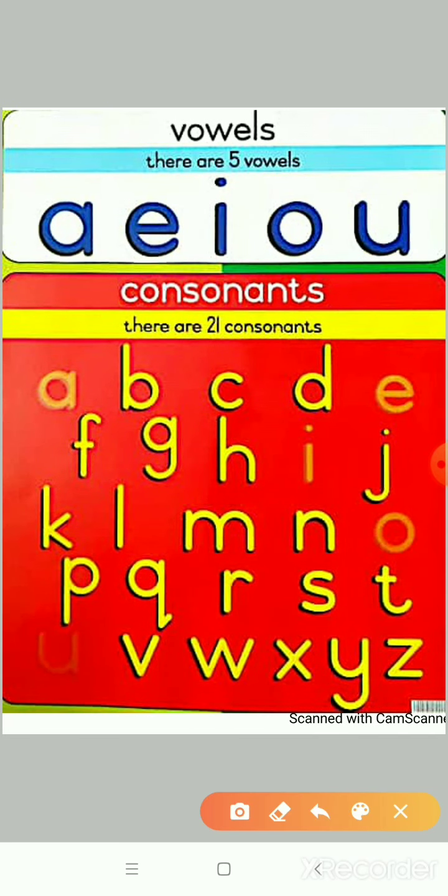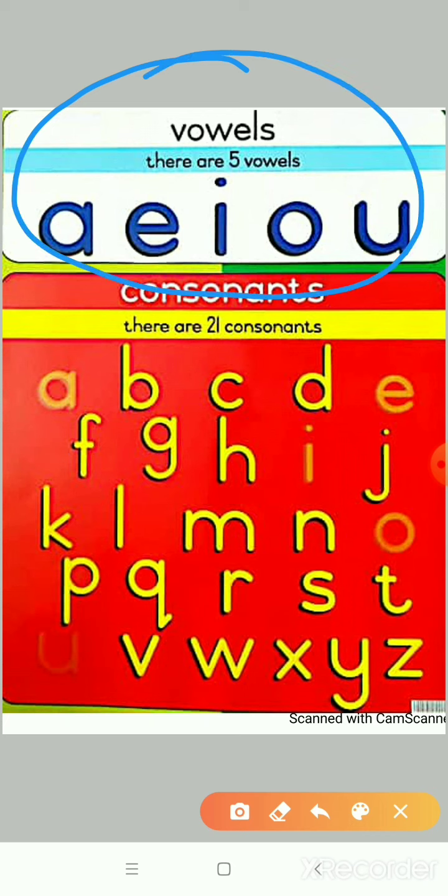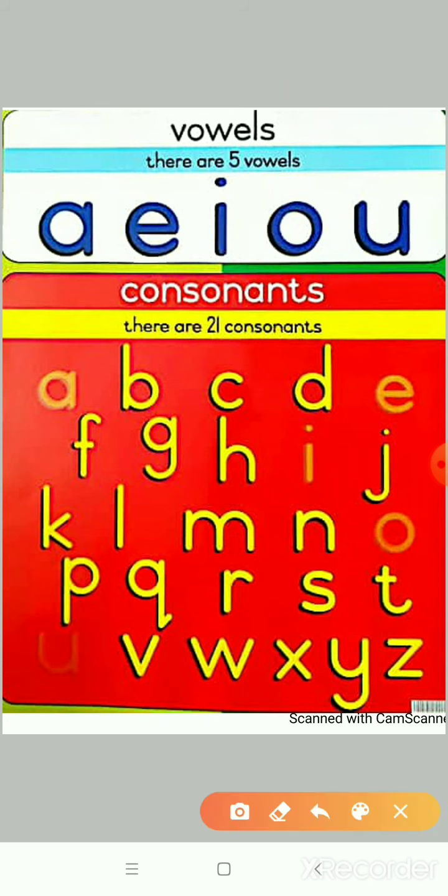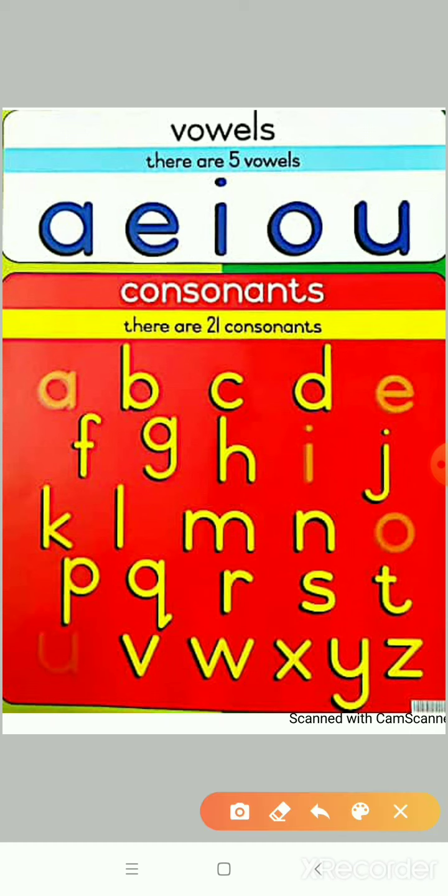Students, as I told you, we have got 5 vowels: A, E, I, O, U. And we have got 21 consonants. Let us count the consonants once again. First, let us count the vowels, students. A, E, I, O and U are known as vowels. So there are 5 vowels in the English alphabet. And how many consonants, students? We have got 21 consonants.